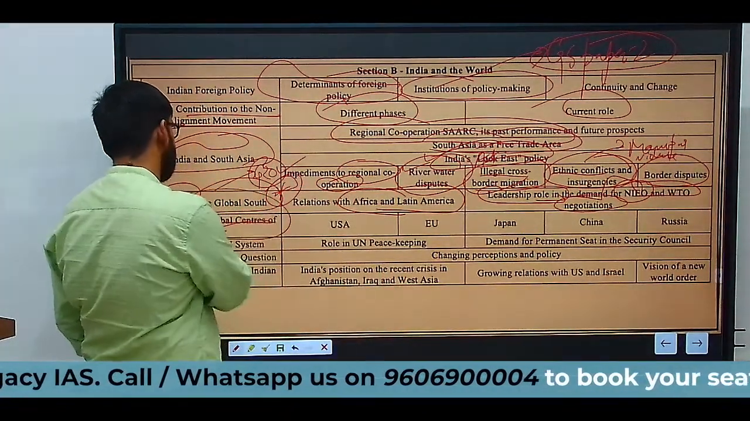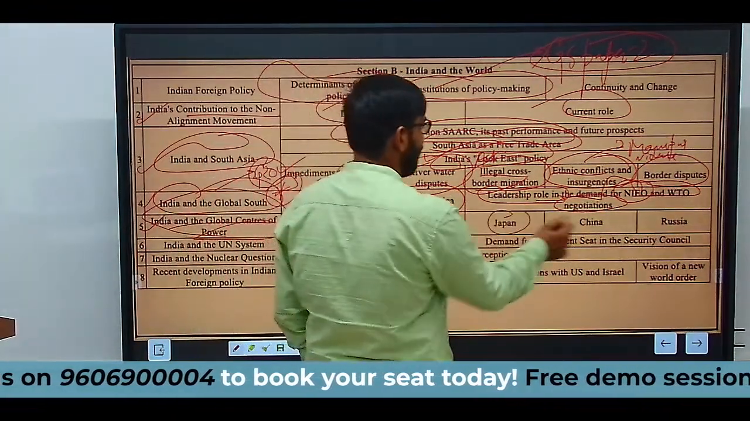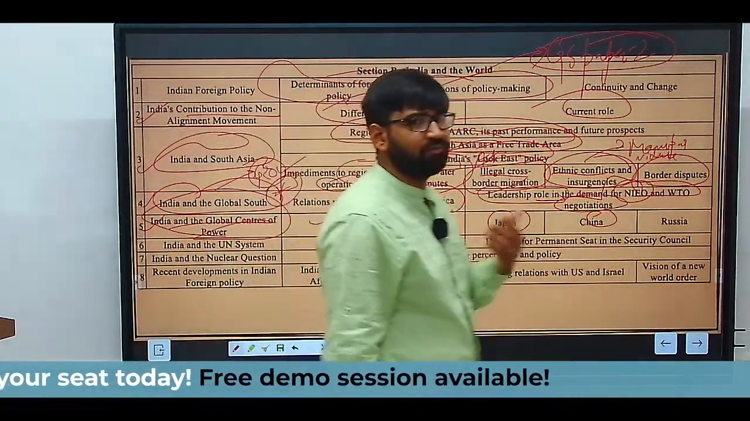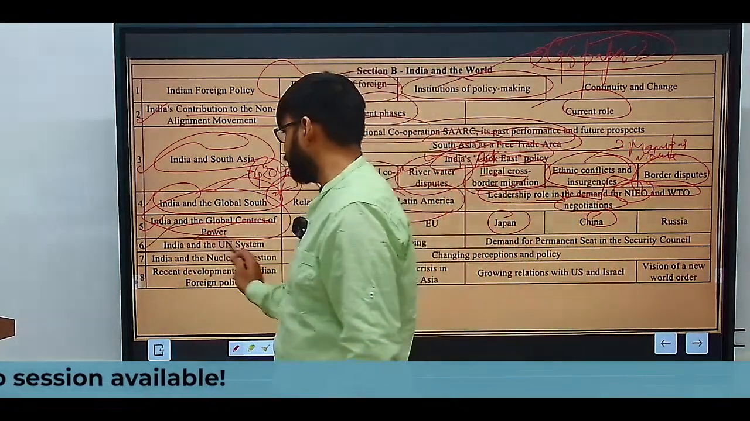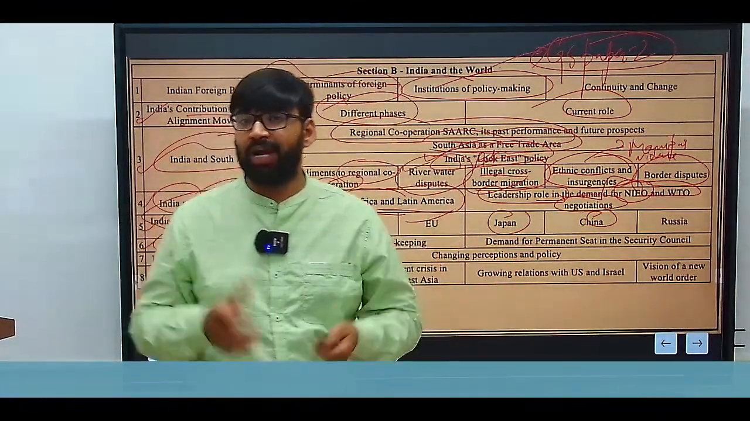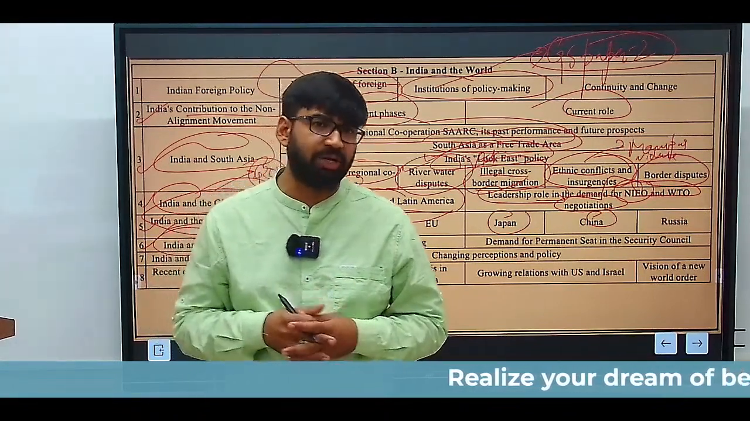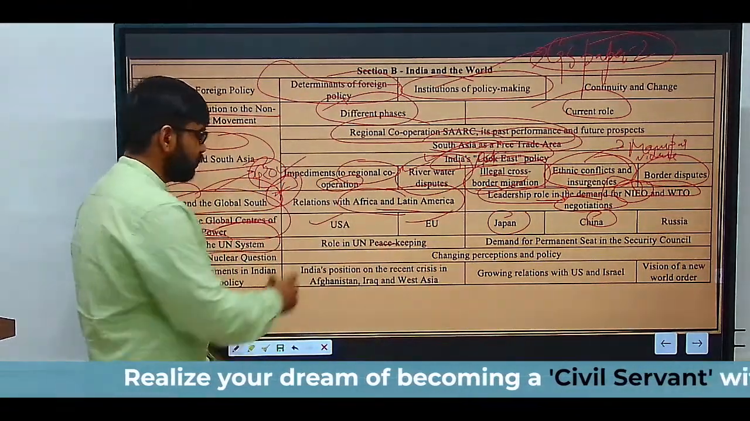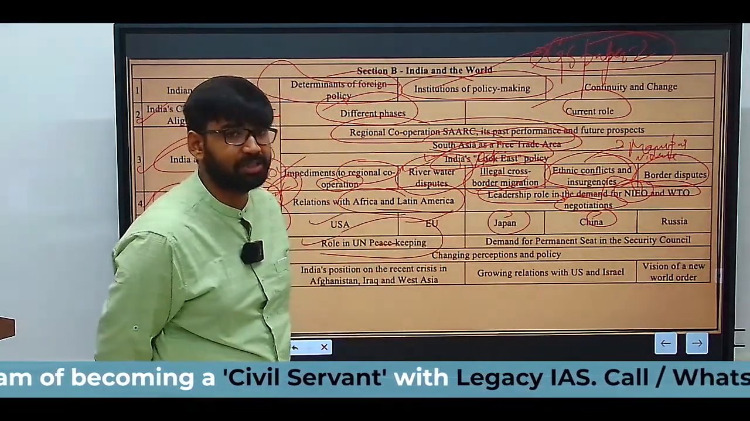Then India and the global centers of power. Global centers of power like the United States of America, European Union, Japan, China and Russia. So in this we are going to understand the bilateral relations of India with these global powers. Clear? Then India and the UN system. Now what are the changes that India is advocating in the United Nations Security Council, that there should be reforms and expansion of the seats of the Security Council. So what is the role of UN peacekeeping missions? Then India's demand for a permanent seat in the United Nations Security Council.